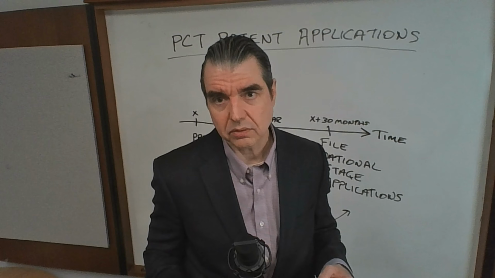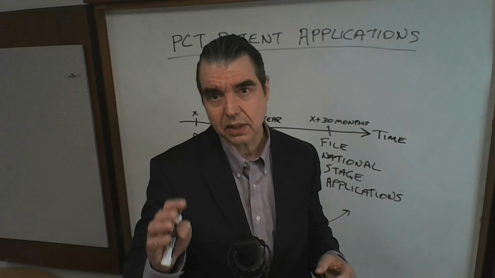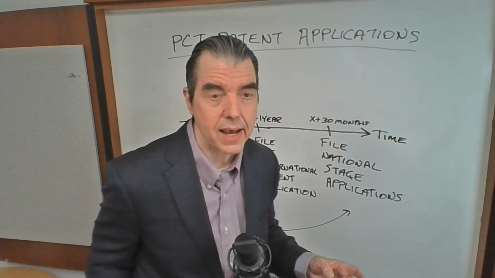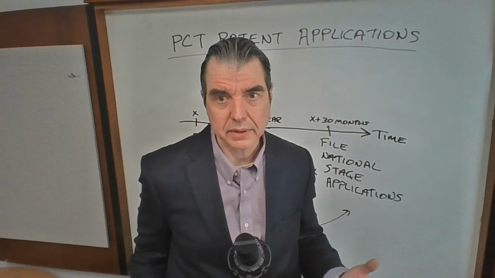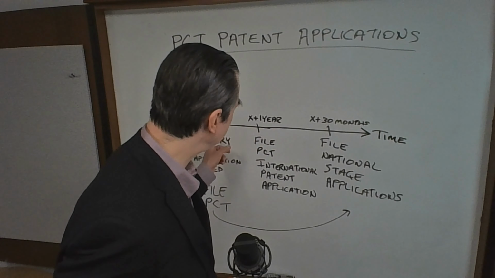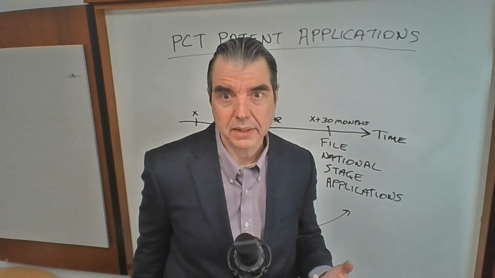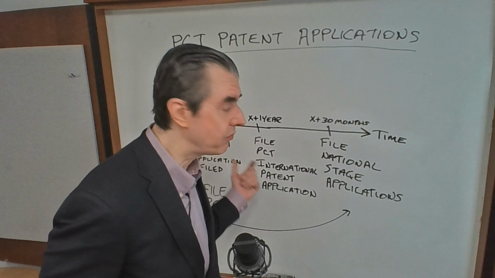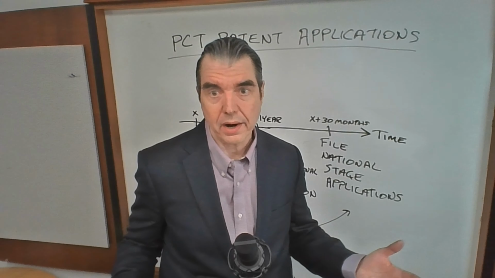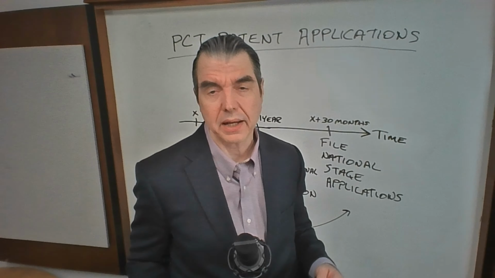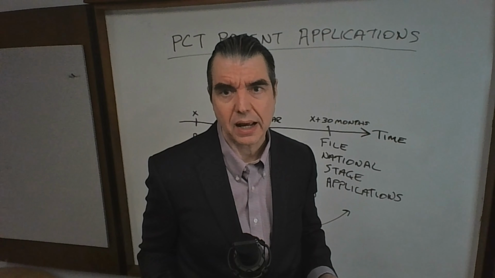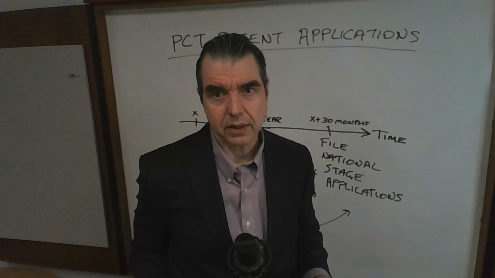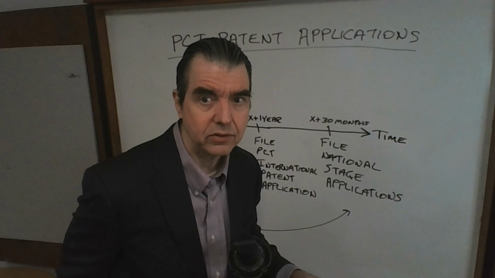But that's something that we'll discuss in more detail in another video. The main thing to take away from this video is that a PCT International Patent Application can be filed 1 year from the primary patent application filing date, and then gives you 30 months from that original filing date to decide where you want to file national stage applications and to make those national stage patent application filings.